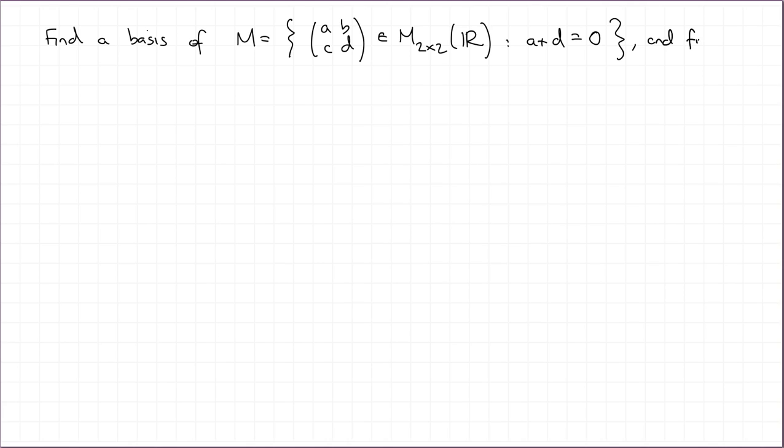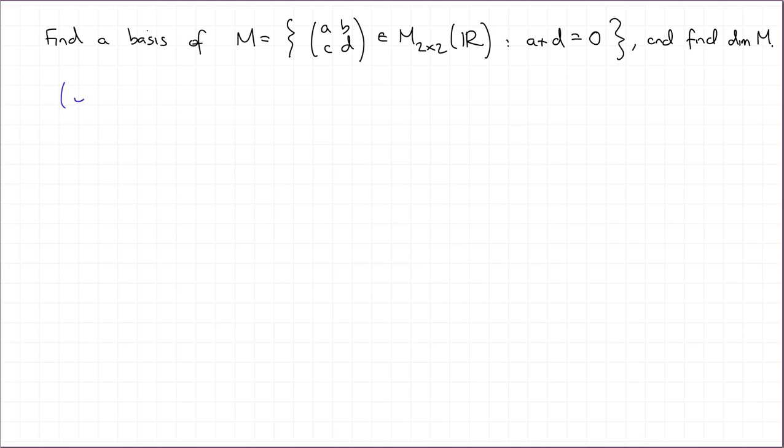And find the dimension of M. Alright, so that's the problem we're going to try and solve. Let's notice first of all, for this problem to even make sense, M had better be a vector space. And it is a vector space. In fact, it's a subspace of M 2 by 2 of R. And subspaces are, of course, vector spaces in their own right.